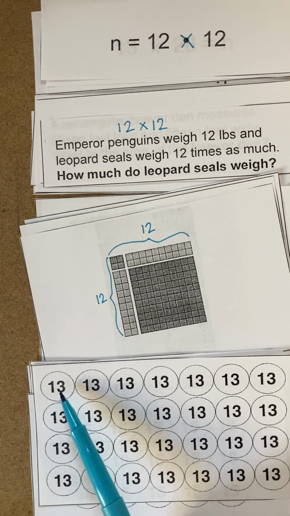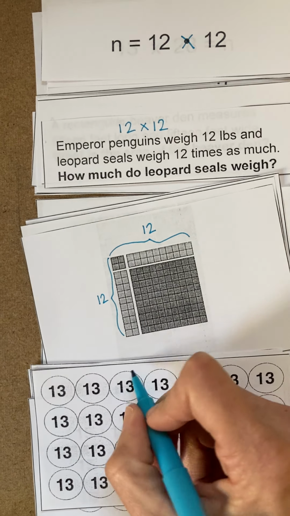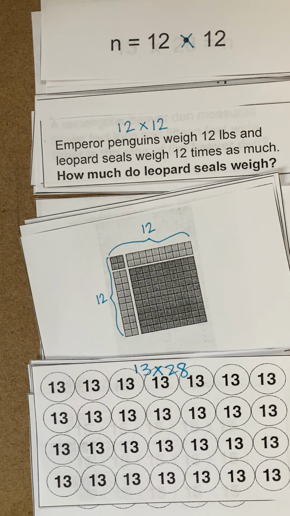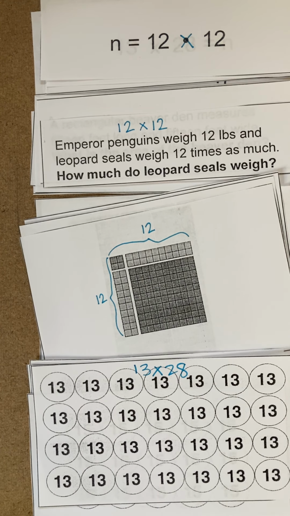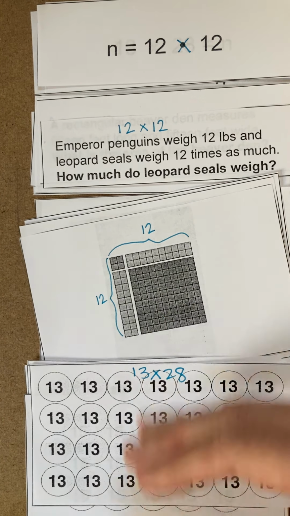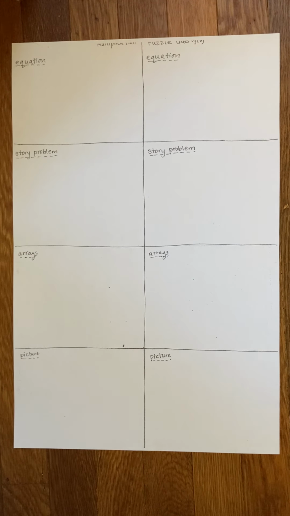Well, this is a row of 7. 4 rows of 7 makes 28, so this is an illustration of 13 times 28. Once you have looked through all of your equations, word problems, arrays, and pictures, then you're going to want to get this piece of paper so you can organize them and make matches.